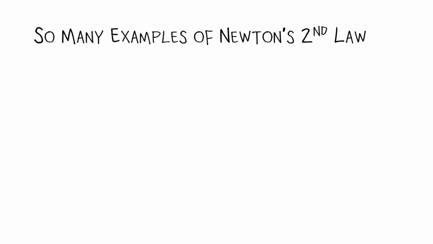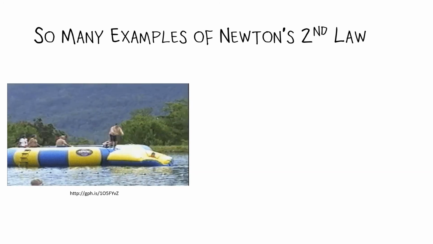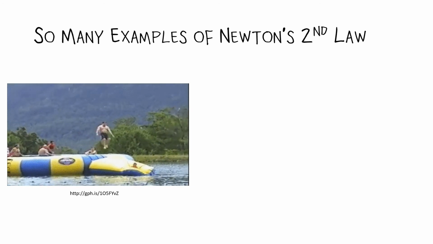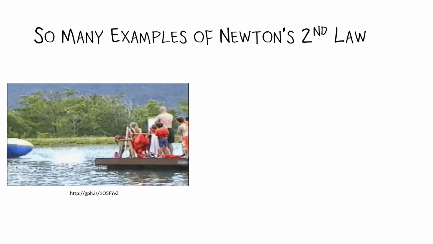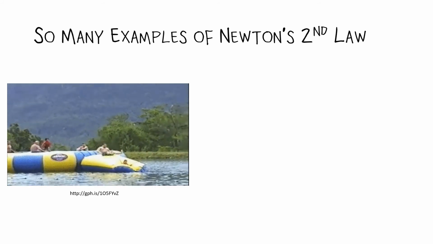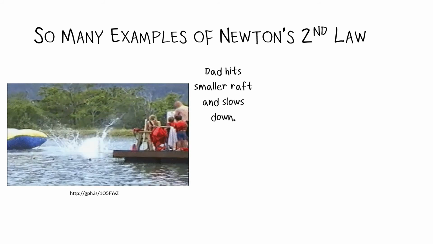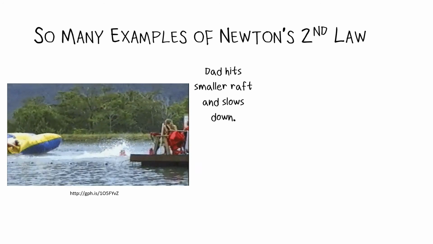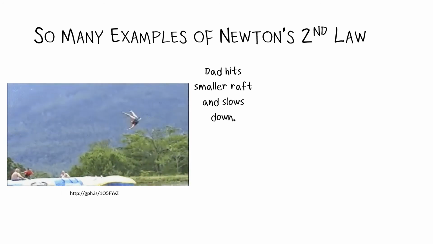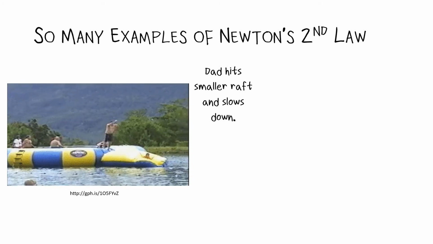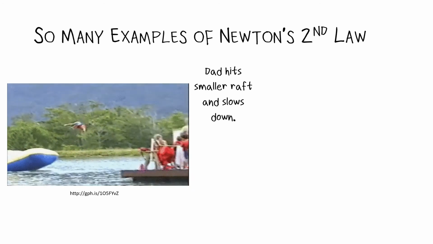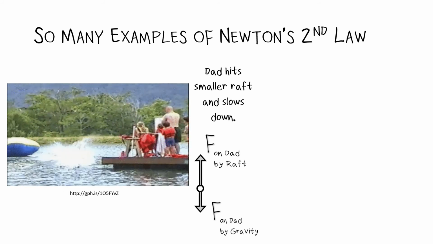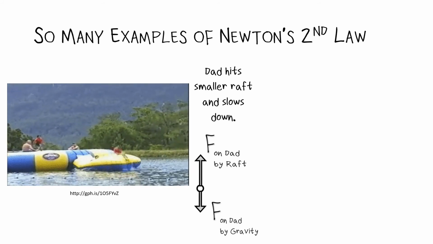For some examples of Newton's second law, I found for your viewing pleasure an extraordinarily physics-packed GIF, and there are many aspects of this that we could study. We're just going to focus on a couple for space constraints here, but we can take a look at the dad hitting the smaller raft. He jumps off the larger platform and hits the smaller raft. As he hits the smaller raft, he slows down. That's an acceleration. Anytime there's an acceleration, there needs to be an unbalanced force combination associated with that, or at least one unbalanced force.